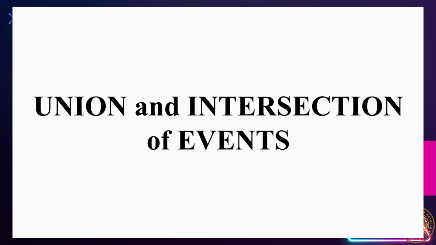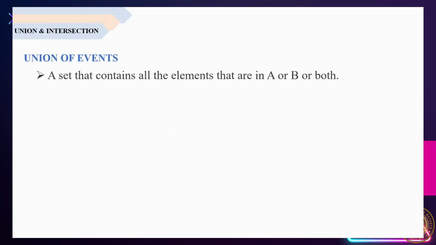In this video, we will talk about the union and intersection of events. Let us define a union of events. When we say union of events, it is a set that contains all the elements that are in A or B or both. So these are the elements that we can find in event A or event B, or in short, the combined events in set A and set B.